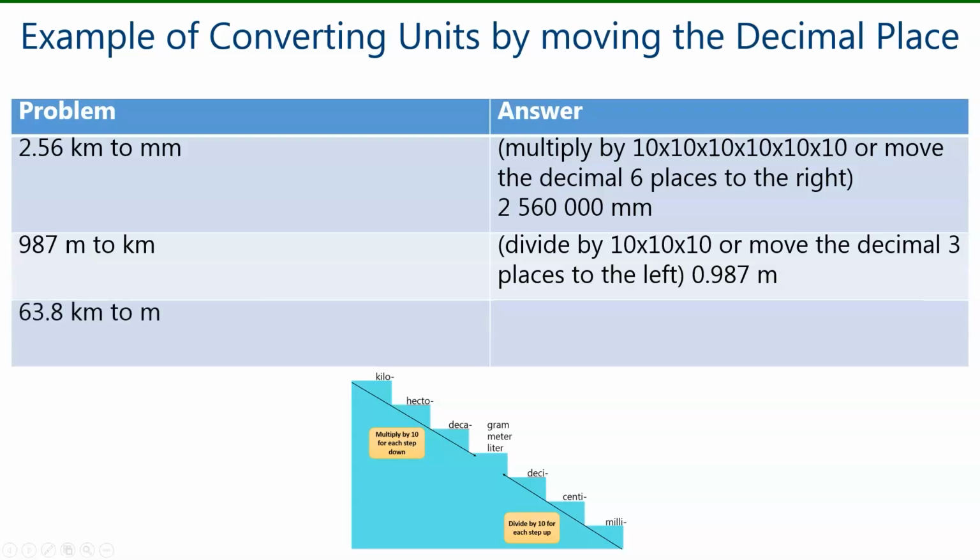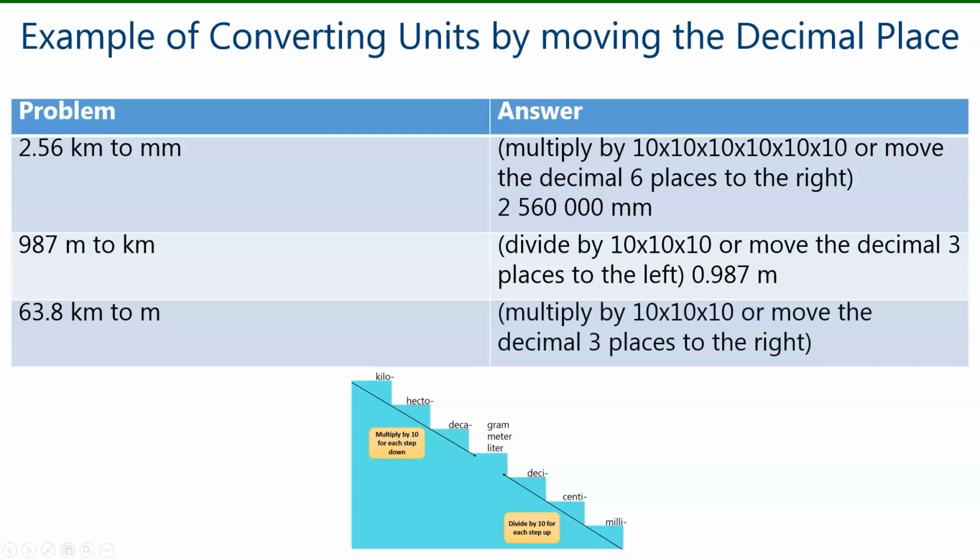And the last example asks us to convert 63.8 kilometers to meters. Kilometers is at the top of the staircase and meters is in the middle. We're going down 1, 2, 3 steps. And when we go down, we multiply by 10 each step. So we're multiplying by 10 times 10 times 10. So our answer is 63,800 meters.